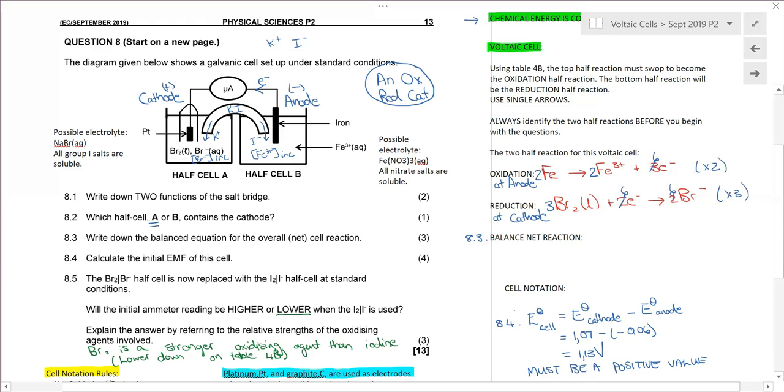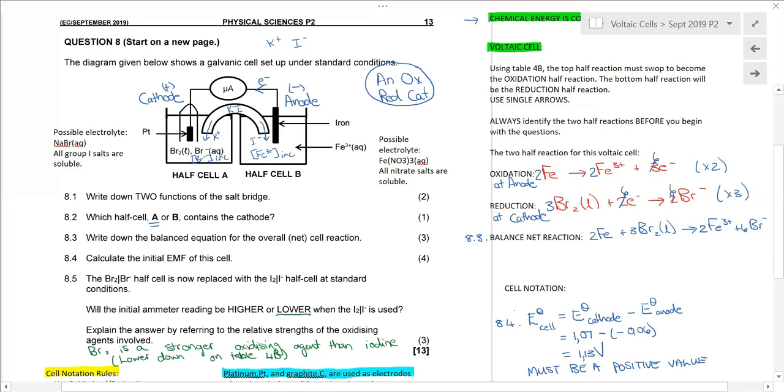Okay, so everything that is on the left-hand side, the 2 iron metal atoms react with 3 bromine liquid molecules. You don't write the electrons in. It forms 2 iron 3+ ions and 6 bromide ions. So these are on the right, they go on the right. Those two are on the left-hand side of their respective arrows, so they go on the left.